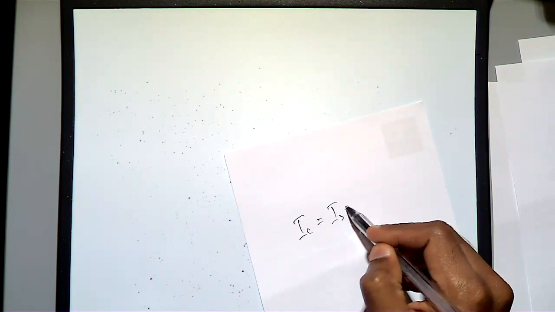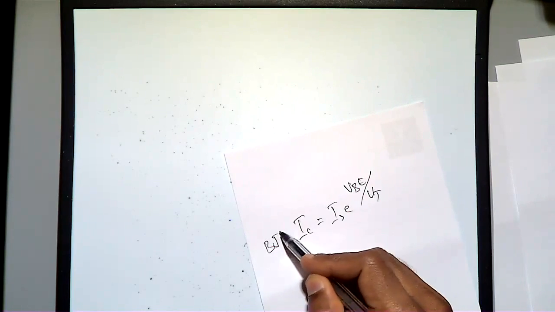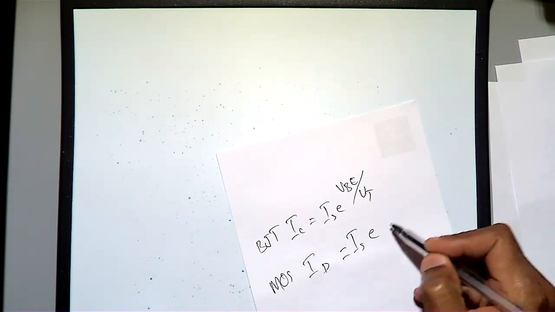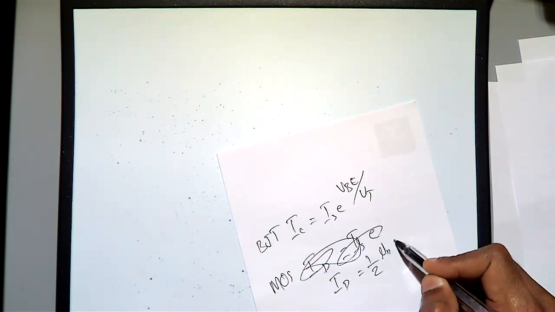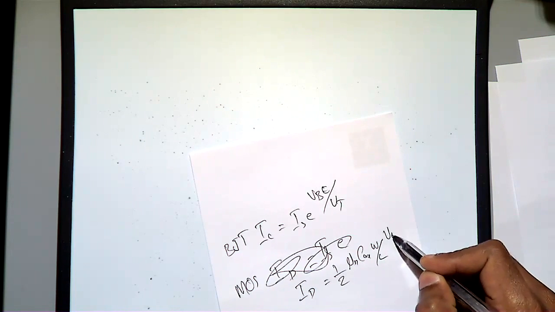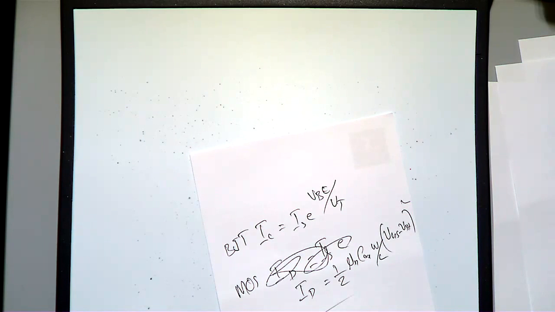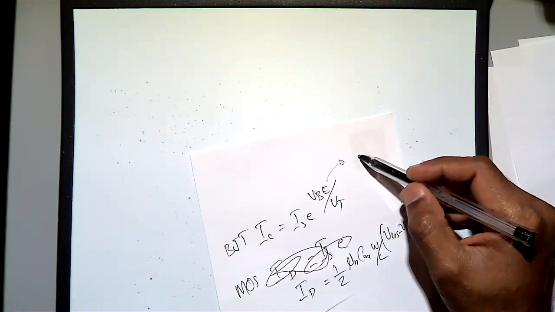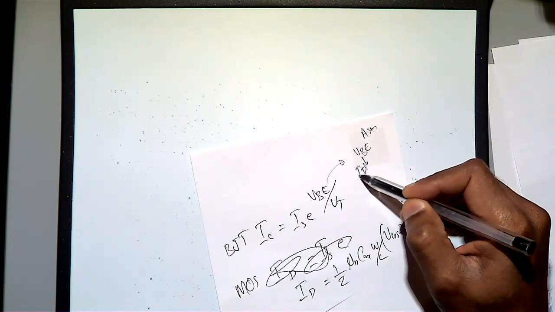For the BJT, IC equal to IS exponential VBE by VT. For MOS, ID equal to 1 by 2 mu n COX W by L VGS minus VTH the whole square. So these are the two equations. For BJT, we got the issue because for some circuit, we don't know VB. Then what we did is we assumed some VB. Then we find out IC.